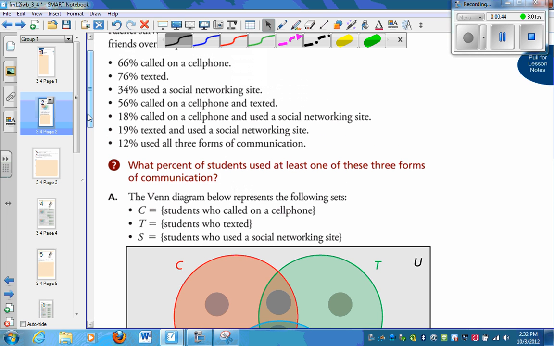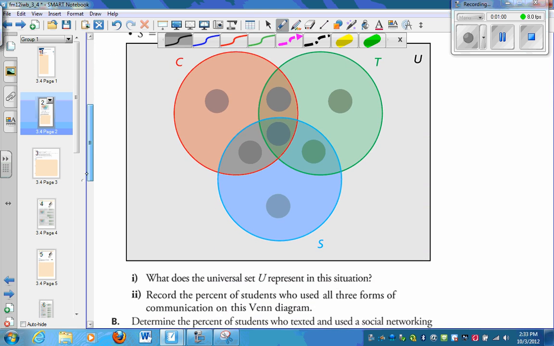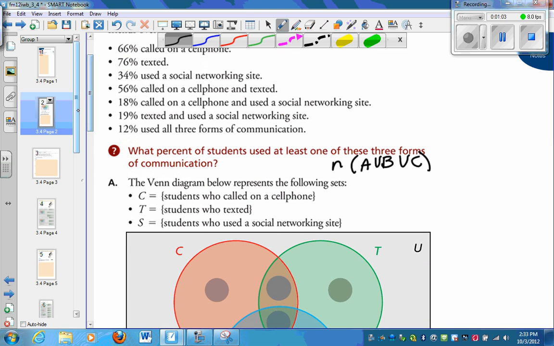Okay, so really what I'm asking is what's the number of A union B union C. I'm asking who used at least one of these, or CTS. I should have done CTS, shouldn't I? Let's fix that. Number of cell phone, social networking, and texting. Okay, so what percentage is included in there? And I would guess it'd be pretty high, right? If Rachel goes to a normal high school.